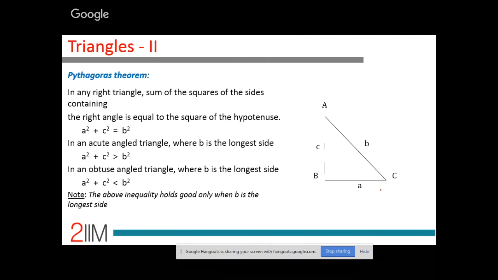And an extrapolation to this: if you have an acute angle triangle, where B is the longest side, A square plus C square will be greater than B square. If you have an obtuse angle triangle, where B is the longest side, A square plus C square will be less than B square. So given three sides of a triangle or three angles of a triangle, you should straight away be able to say whether it's equilateral, isosceles, or scalene, right angle, acute angle, or obtuse angle. That you should know straight away. And what type of triangle it is, you should know.